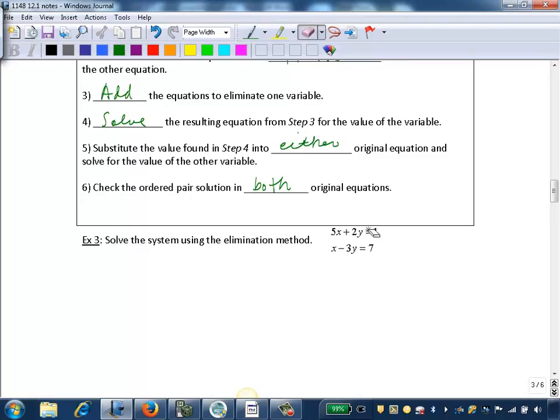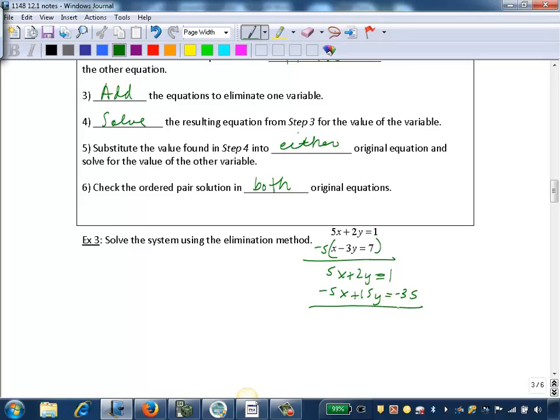Now we want to look at one of the variables and the coefficients. So for instance, if we look at the x's, the coefficient of the x in the first equation is 5, and here it's a 1. So we can easily multiply our second equation by a -5 in order to get that opposite coefficient on the x. So I like to rewrite the whole system. So I'll rewrite my 5x plus 2y equals 1. And now when I multiply the -5 on the second equation, I get -5x plus 15y equals -35. Don't forget to multiply that -5 to both sides of the equation to keep the balance.